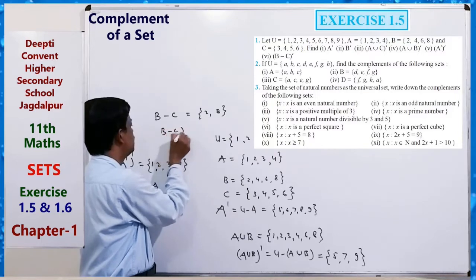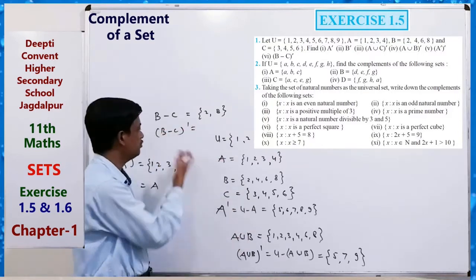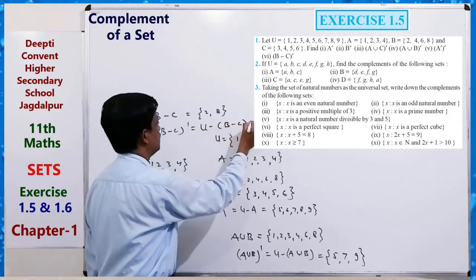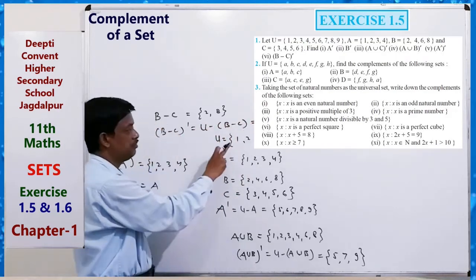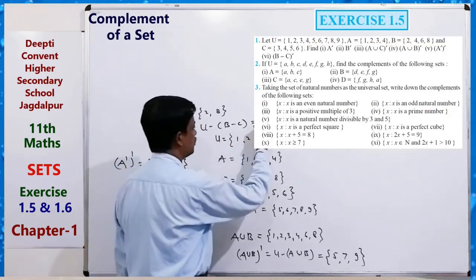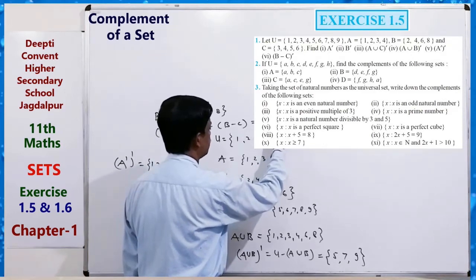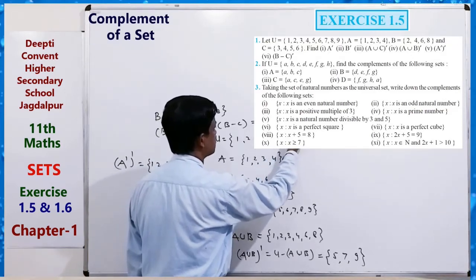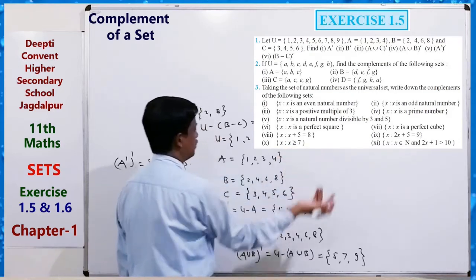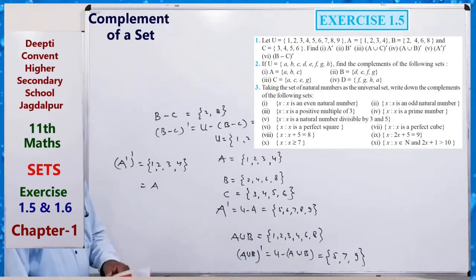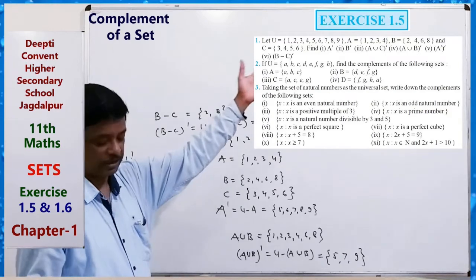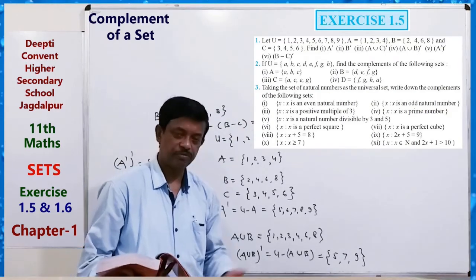Now B minus C dash means what? Union minus B minus C. Means all the elements of U except 2, 8. So 1, 3, 4, 5, 6, 7, 9. Except 2, 8. Okay. So by using this type of technique you can find all the complements of question 1.